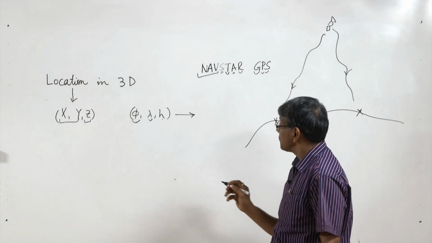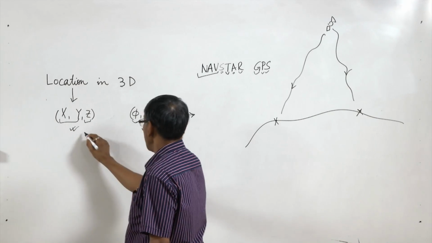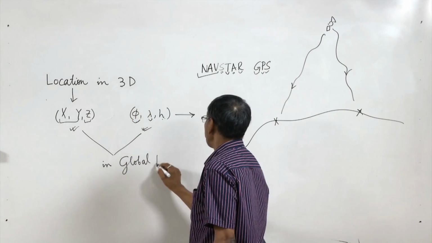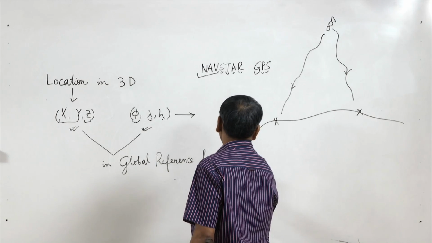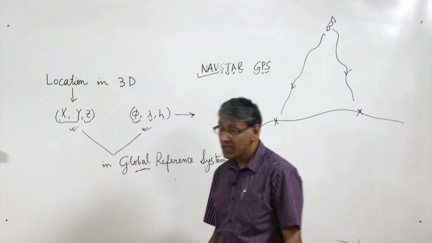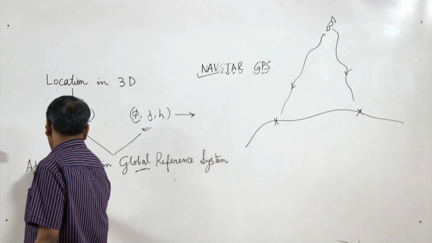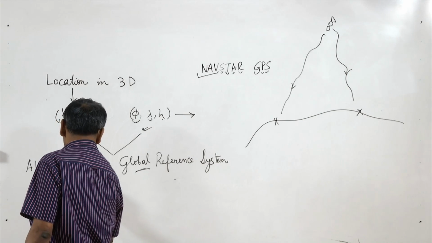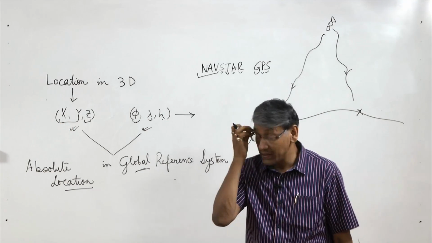Another advantage of this GPS system is that it provides the location, this location or this location, in a global reference system. So we get the position always with respect to some fixed reference system. So it is an absolute location, in comparison to the relative location we get in case of conventional methods.